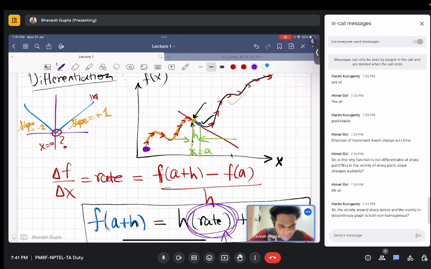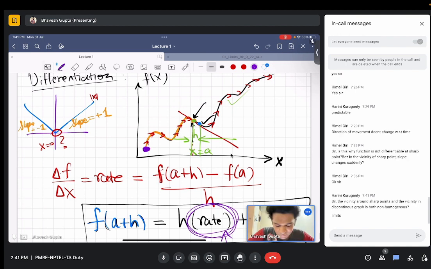Okay, so the question is, the vicinity around sharp points and the vicinity in a discontinuous graph is both non-homogeneous. First I need to understand, you're talking in terms of what, differentiability, or in terms of limits? First let me know that. Oh, in terms of limits.